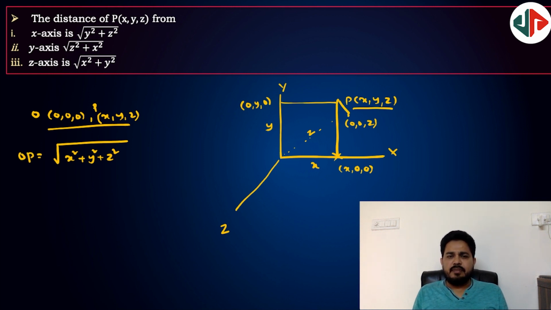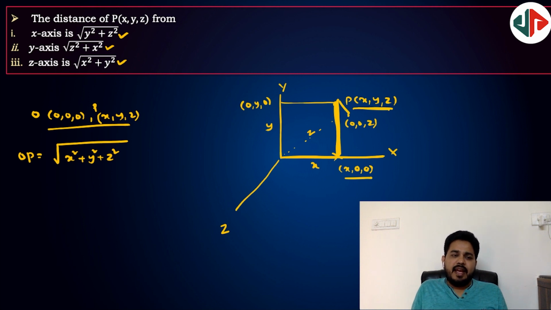The distance from the point to the x-axis will be the square root of y square plus z square. Distance from P to the y-axis will be this one. Distance from P to the z-axis will be equal to this one.